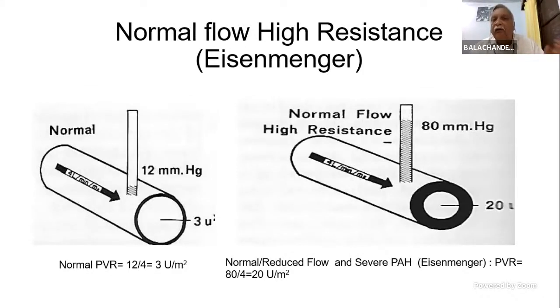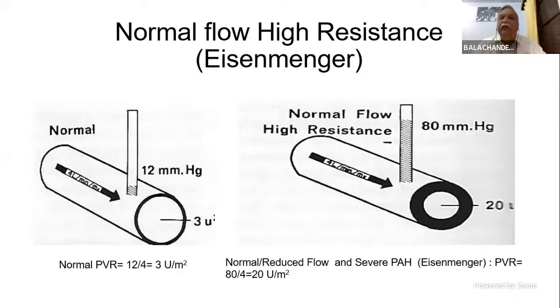Next slide. And this is the last one, which comes in the exam or everywhere else. That is the normal flow but high resistance, which is Eisenmenger syndrome. And here on the left-hand side, again, is the normal, which is 3. And the pulmonary arterial mean pressure is 80, the flow comes down. The important thing in Eisenmenger is a reduction of flow, not too much, but it comes down to 4 liters. So you get a pulmonary vascular resistance of 80 by 4, which is 20 units per meter square.